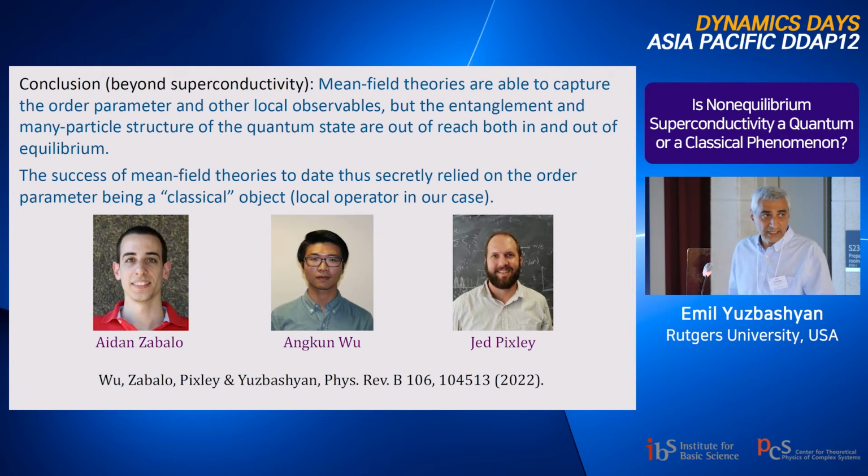So now, let me also draw a conclusion from here, generally for all mean field models, because in this sense there is nothing special about superconductivity. We believe that mean field theories are able to capture the order parameter and other local observables, but the entanglement and other many-particle structure of the quantum state are out of reach, both in and out of equilibrium. So in this sense, there is no difference between being in equilibrium and far from equilibrium. The status of mean field is not affected by that.